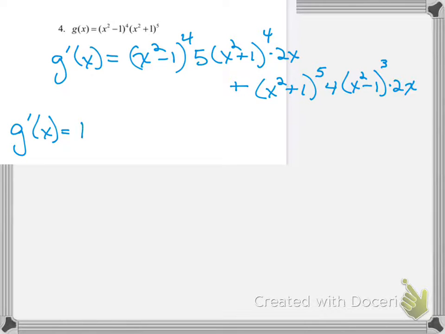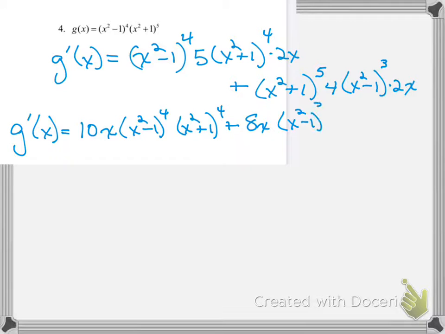Combining my numbers and my single variables, I have 10x, and then I have x squared minus 1 to the 4th, x squared plus 1 to the 4th, and then plus, combine your numbers and single variables, and you get 8x, and then I have x squared minus 1 to the 3rd. I'm going to do the order in the same order from the right side and the left side, so it's easier to do greatest common factoring, which we'll do in a second. X squared plus 1 to the 5th.